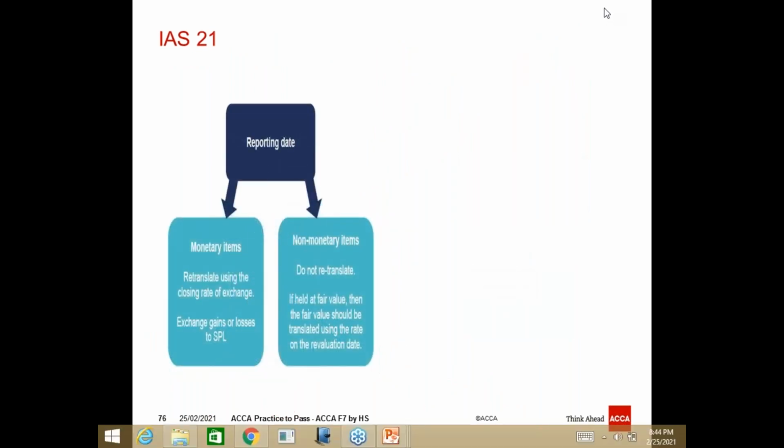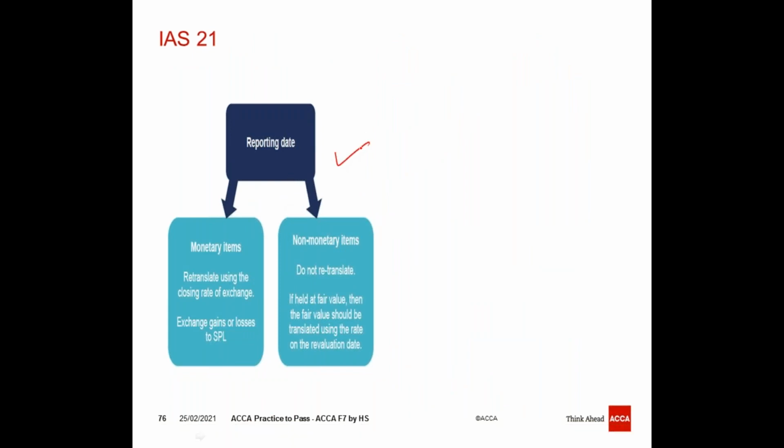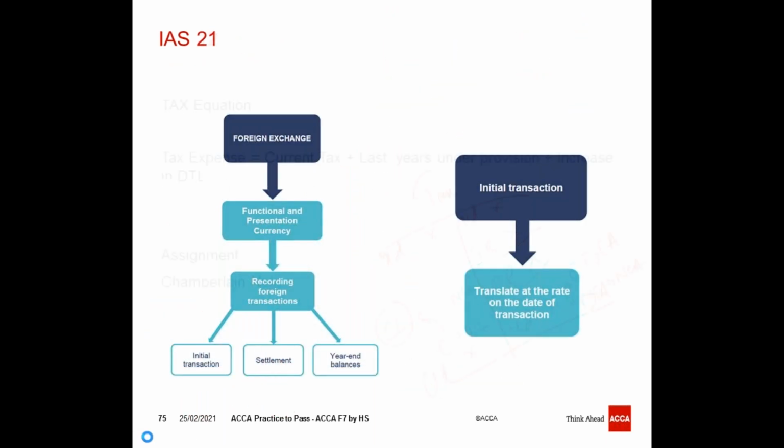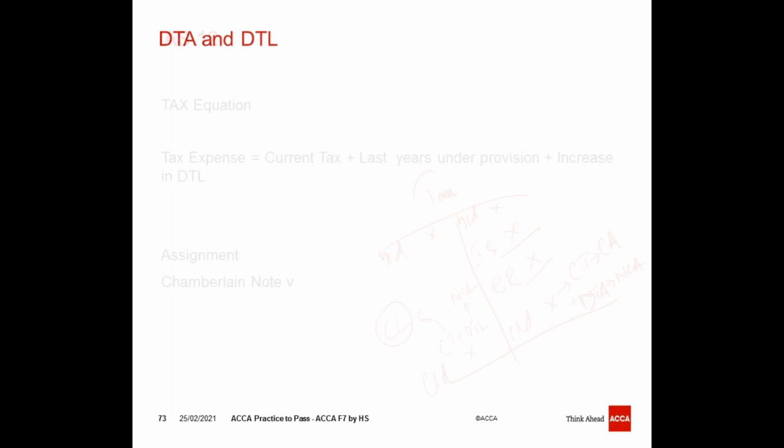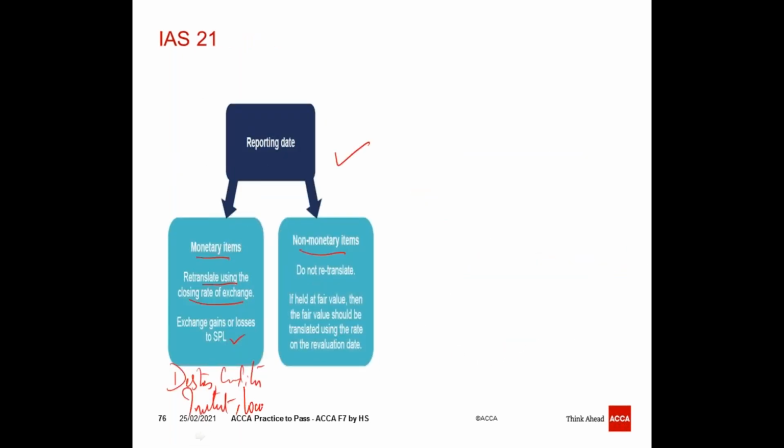Now, at each reporting date, you need to see whether the item is monetary or non-monetary. Monetary items should be retranslated using the closing rate, and their gains or losses will be reported in SOPL. So what are the monetary items? Monetary items include debtors, creditors, investment, and loan. So there are 4 items that could be considered as monetary items. If there are some outstanding foreign currency debtors, creditors, investment or loan, then these items will be considered as monetary items.